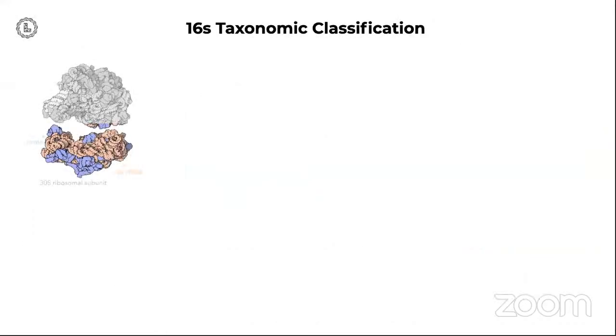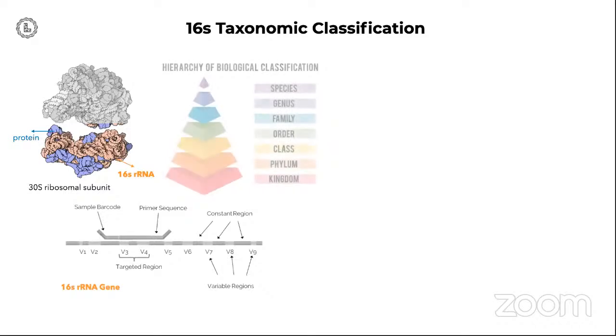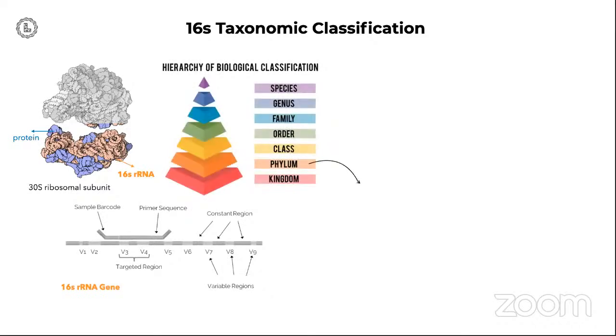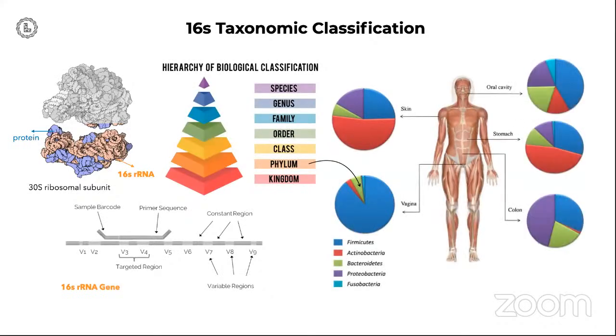So we'll talk about the taxonomic classification of bacteria using the 16S ribosomal RNA and the understanding of taxonomy as far as composition in different organs of the body and comparison between different organs in different conditions.